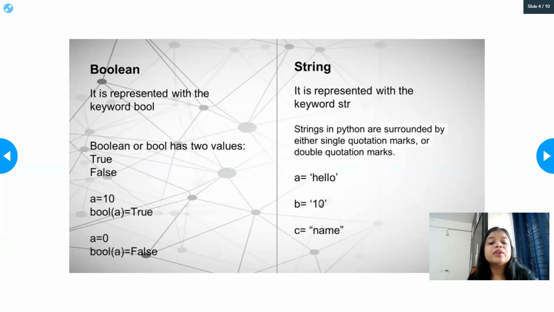Next, coming to name, and I wrote the name inside the double quotes. So yeah, even this is my string.